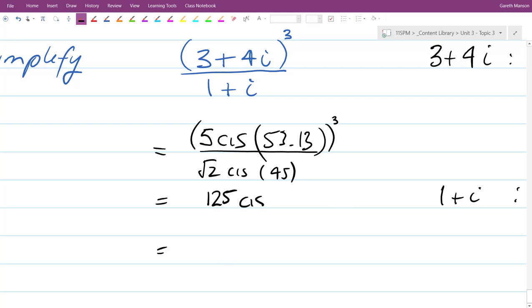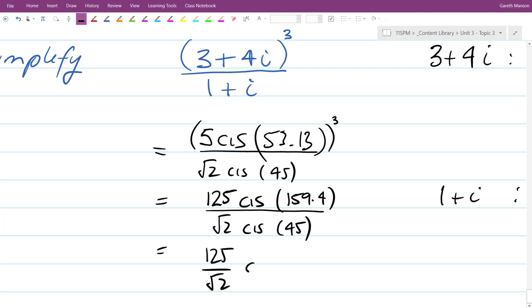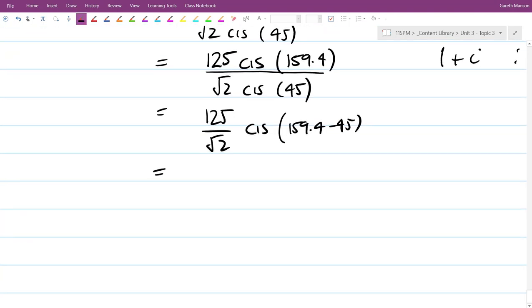125 cis 159.4 degrees over root 2 cis 45. Now I write down my next line. 125 over root 2 cis, and I get 159.4 minus 45 in between working. And 125 over root 2, I multiply top and bottom by root 2 to rationalise my denominator, and I get 125 over 2, which is 62.5 root 2 cis 114.4.